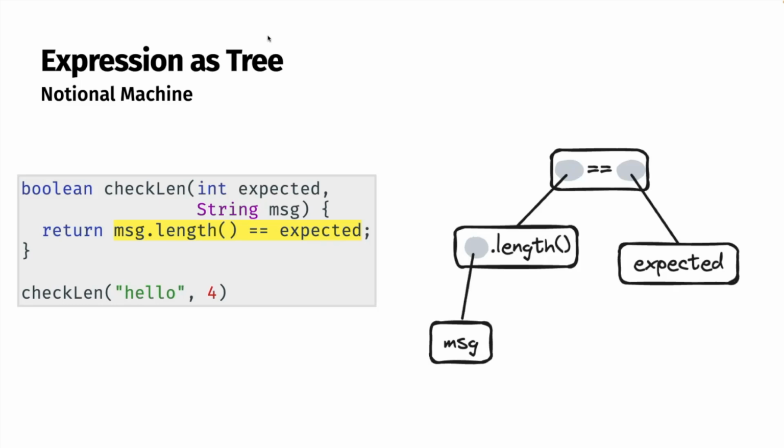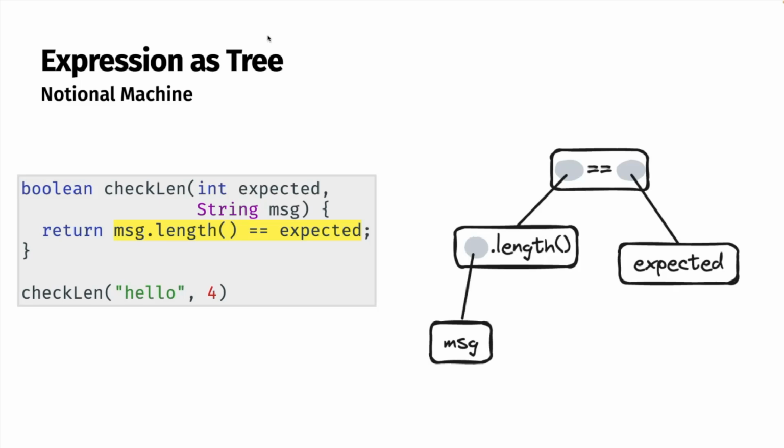And you have expressions written in code, and expressions are like Lego blocks. You can assemble them. So you have some expressions which are represented by nodes, and you compose them. So here you have the msg.length equal expected expression, and this is the representation in the expression tree notional machine.